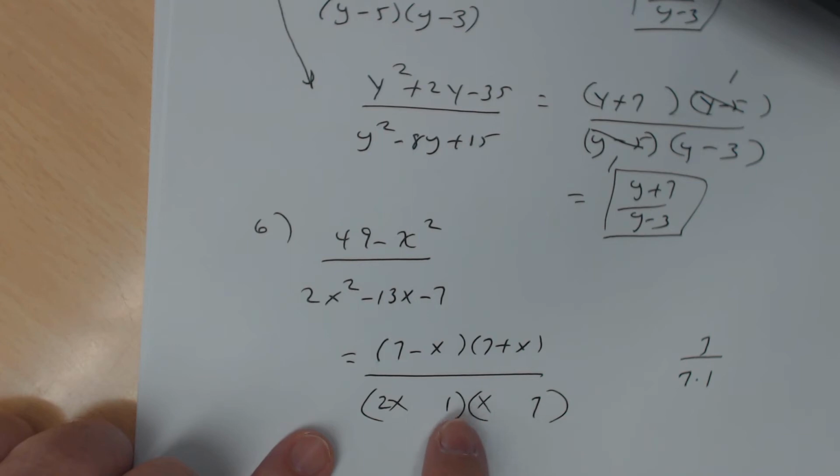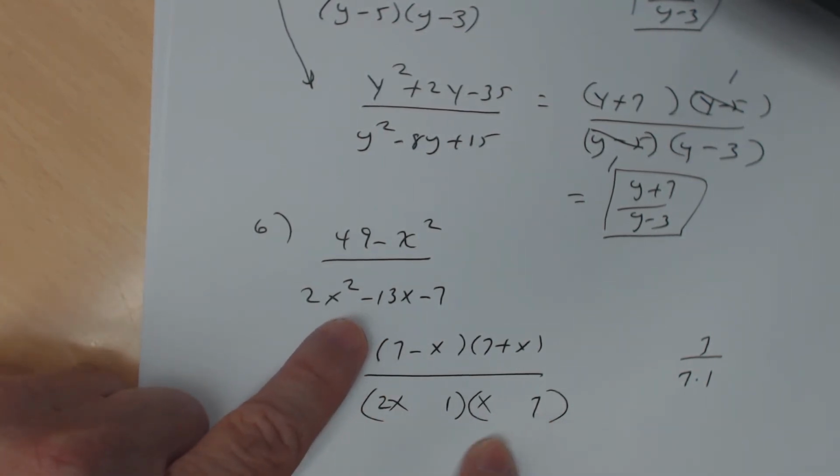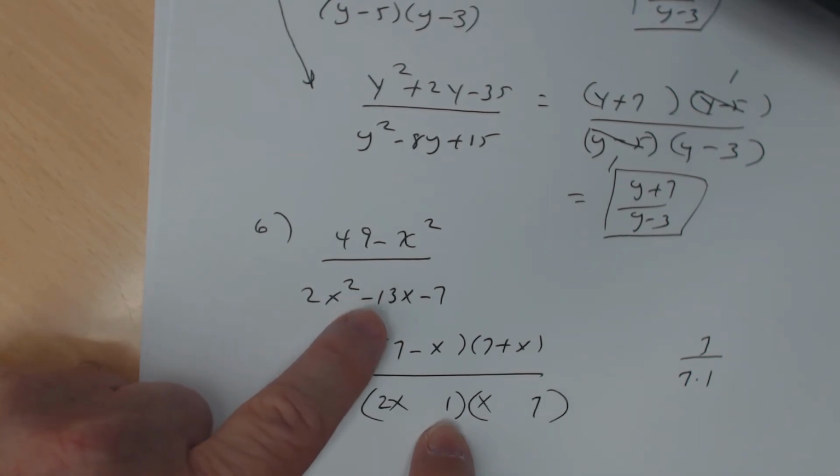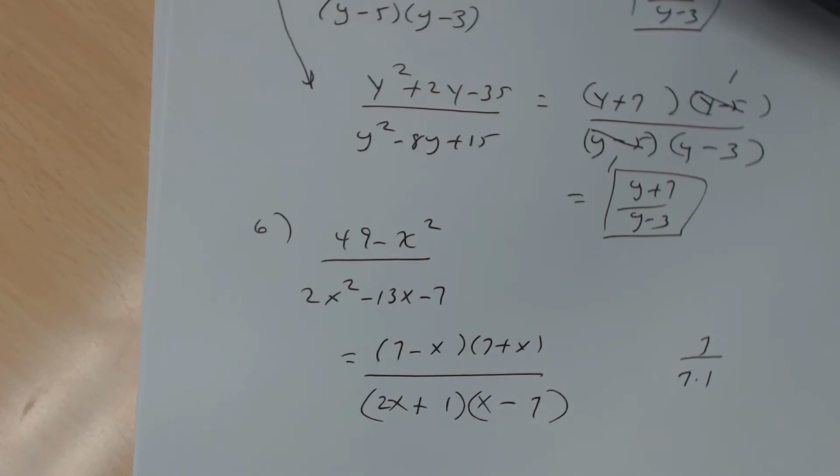So 14 subtract 1 is 13, so that's what you needed. But I need the larger of these to be this middle sign. So 14x needs to be negative. And the only way that can happen is if it's x minus 7, and therefore this has to be a plus.